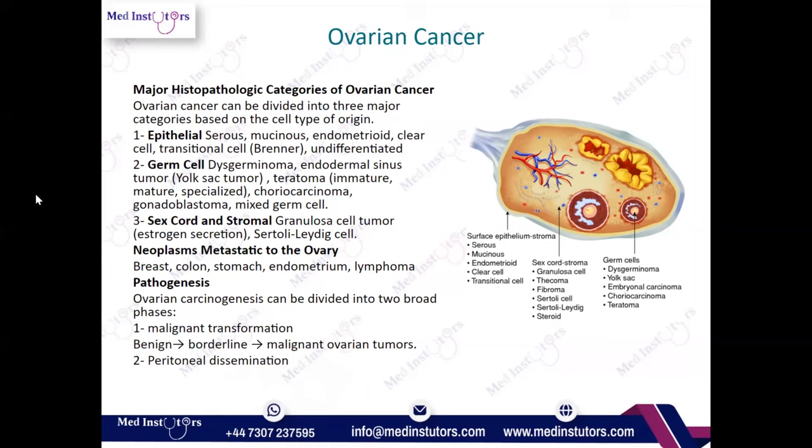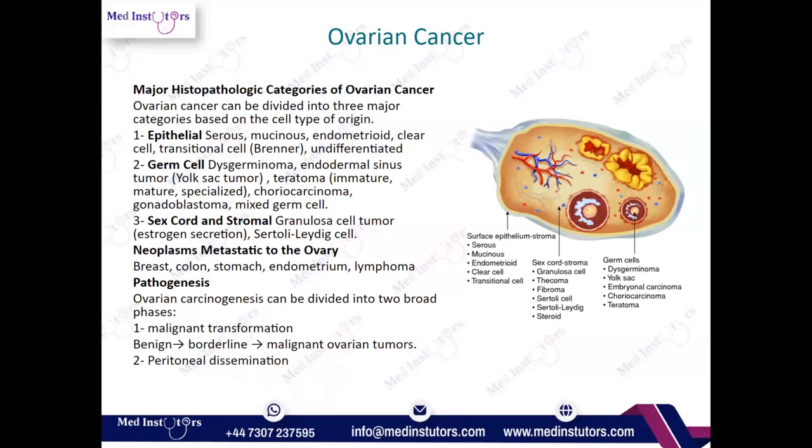Okay, now let's have a look. What are the different categories of epithelial cancers? We have major types: serous epithelial tumors, mucinous epithelial tumors, endometrioid, which is endometrioma. I am sure you have read this topic about endometrioma, which is associated with endometriosis. So it is a chocolate cyst. Then clear cell carcinoma, transitional cell carcinoma, and some of the tumors are undifferentiated. So mainly remember serous, mucinous, endometrioid, clear cell, transitional cell.